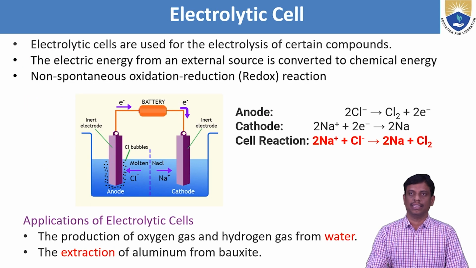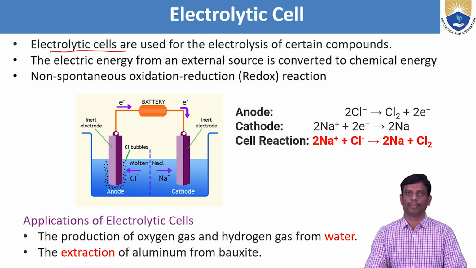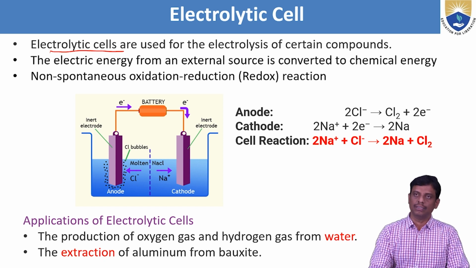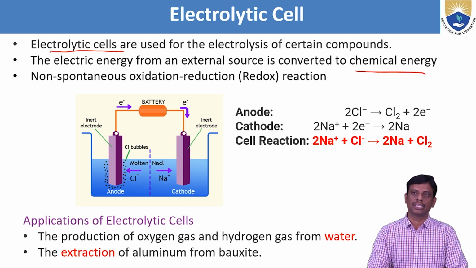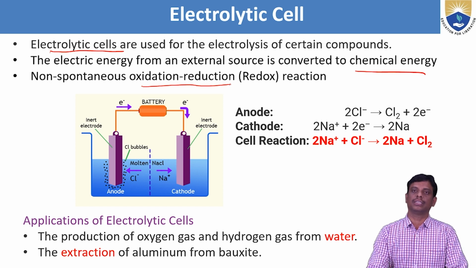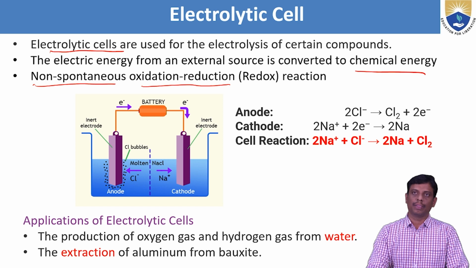Now, the electrolytic cell. Electrolytic cells are used for electrolysis of certain compounds, either inorganic or organic. If there is an inorganic substance, we can identify and quantify it using these electrolytic cells. In the electrolytic cell, the electrical energy from an external source is converted to chemical energy. A non-spontaneous oxidation-reduction, or redox, reaction is involved in the electrolytic cell.